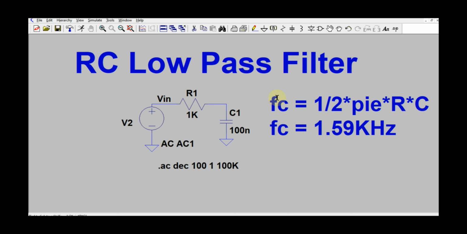If you want to calculate the corner frequency for this low pass filter, it is given by 1 / (2 pi RC). If you put in the values, it comes to 1.59 kilohertz. If you calculate, you can do your own math. I want to show you the settings for AC analysis before directly running the simulation. So you have to select one voltage source here.